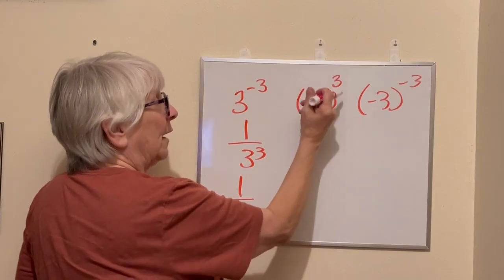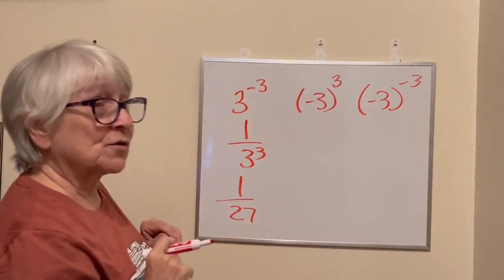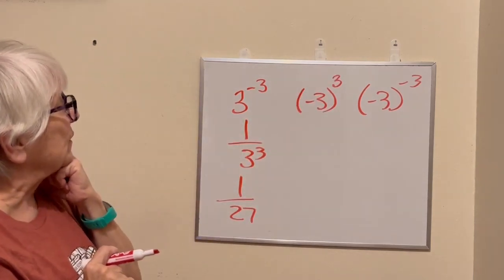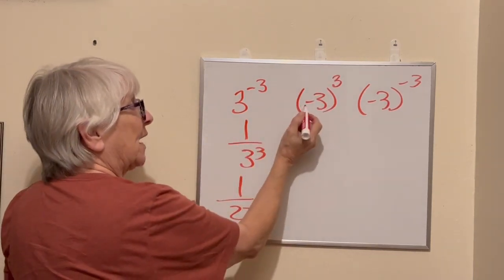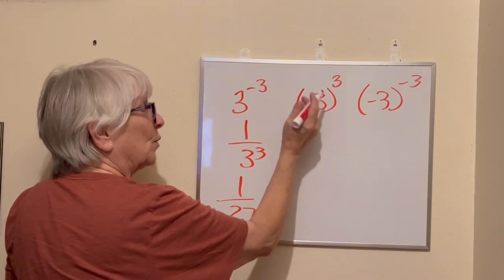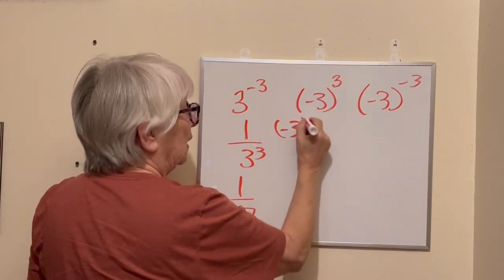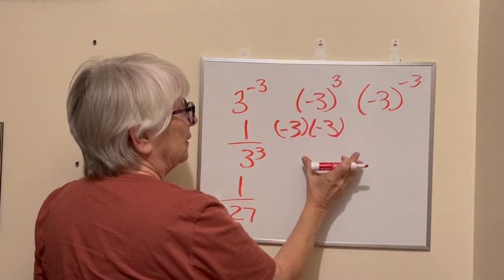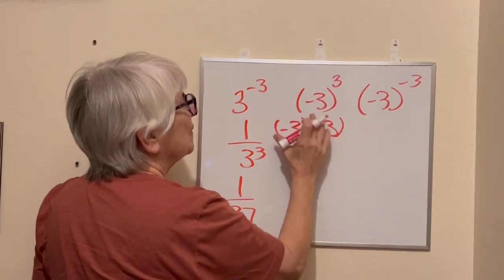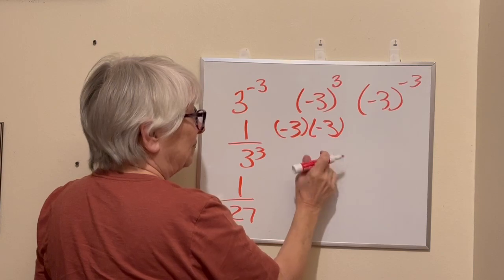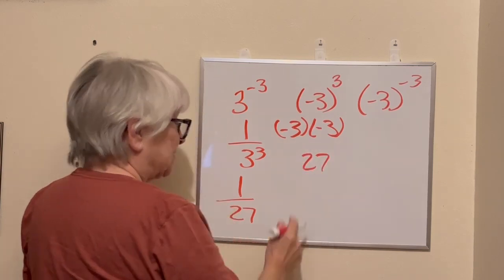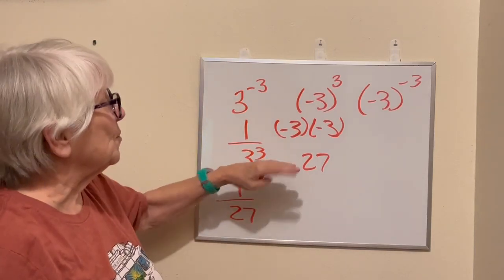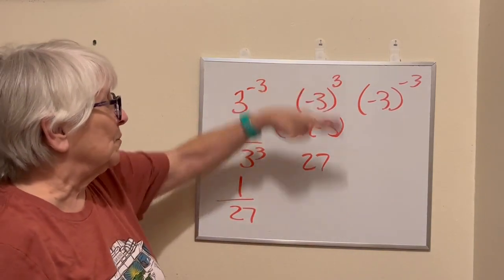Now this one doesn't have a negative sign on the exponent, so it's not going to get moved to the denominator. The negative sign is in parentheses, so it's negative 3 times negative 3, which is positive 9, no, 27, positive 27. And it's not 1/27, it's 27. It stays in the numerator because there's no negative sign to move it down.